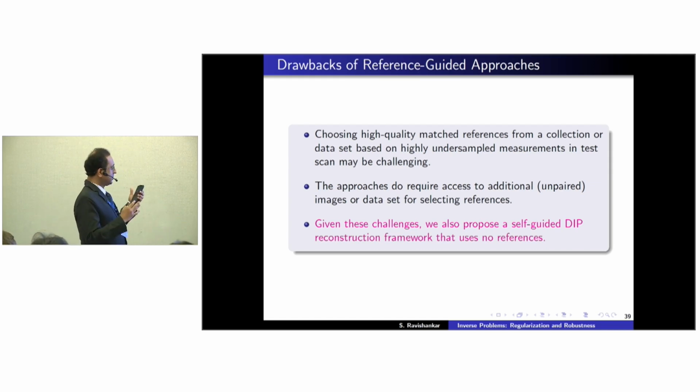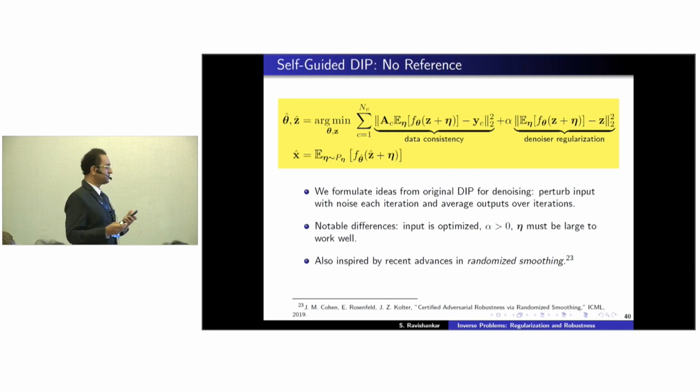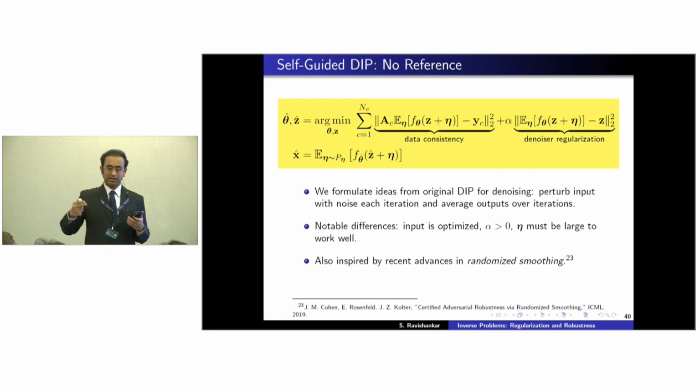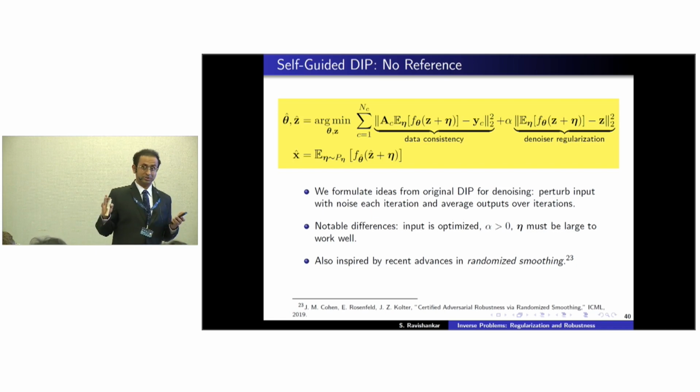So how do we design a robust deep image prior scheme that uses no training data? That brings us to what we call self-guided DIP, or self-supervised, or whatever you'd like to call it, where instead of assuming a known input or reference that goes into your network, we optimize the input along with the network weights. But this has to be done a little carefully. If you just blindly optimize the network input and the network weights, we observed it doesn't work as well.